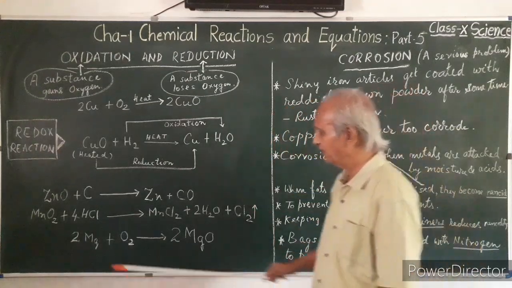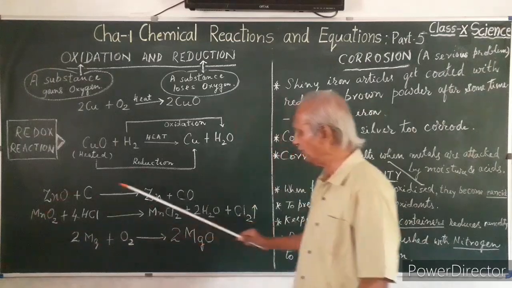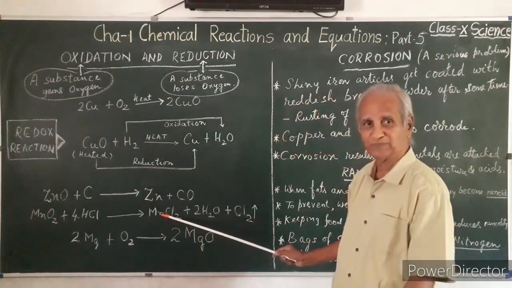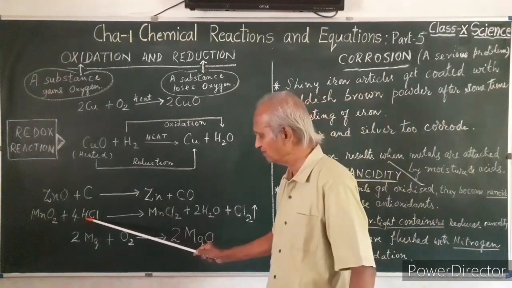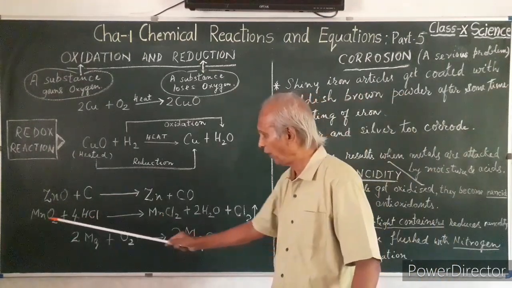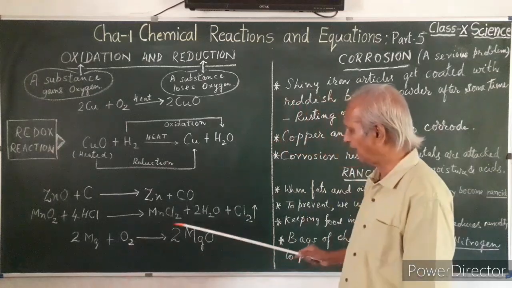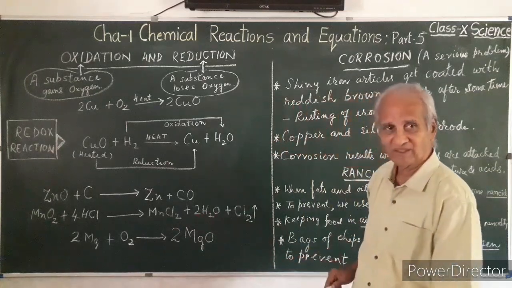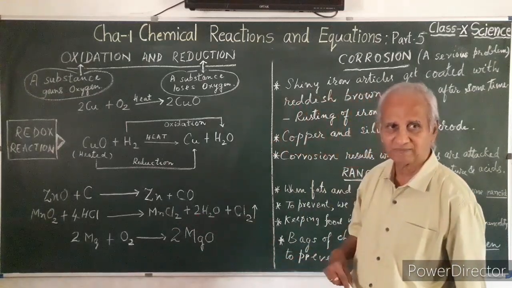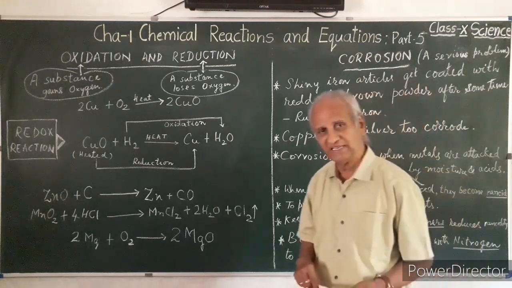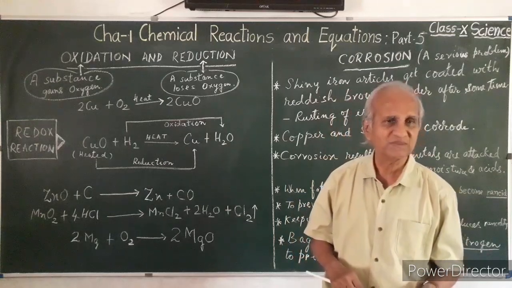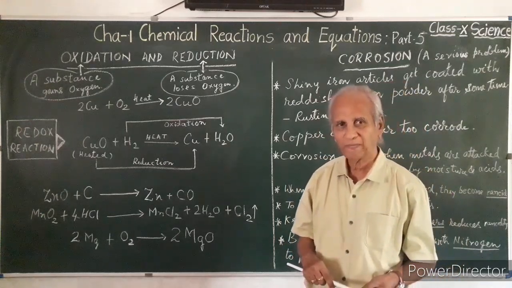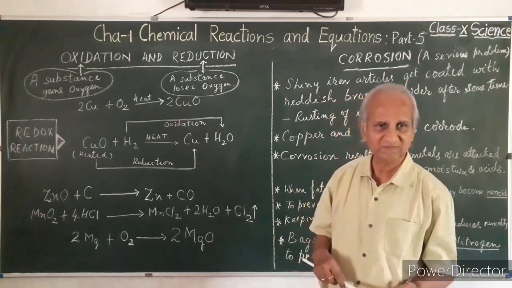Here you see MnO2 got reduced to MnCl2. It is a reduction. Hydrogen here, it absorbed that O2 and that turned into water. That is an oxidation reaction. So both oxidation and reduction are in the same equation, same reaction. So I can call it a redox reaction.